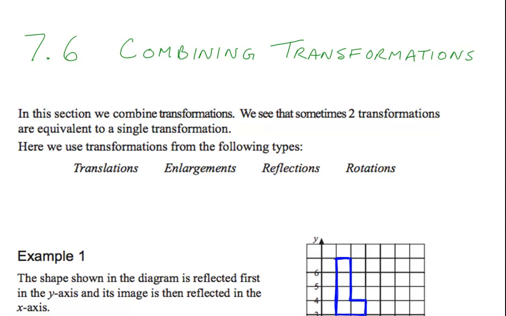7.6, combining transformations. In this section, we combine transformations. We see that sometimes two transformations are equivalent to a single transformation. And we use the following types: translations, enlargements, reflections, and rotations.